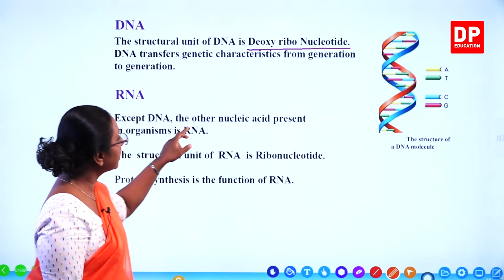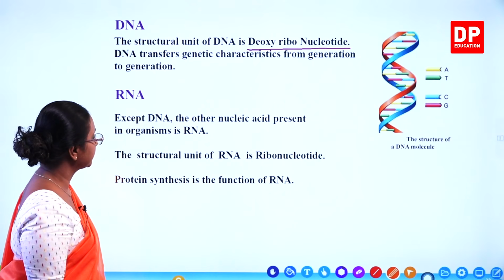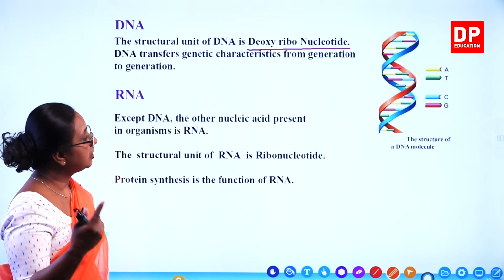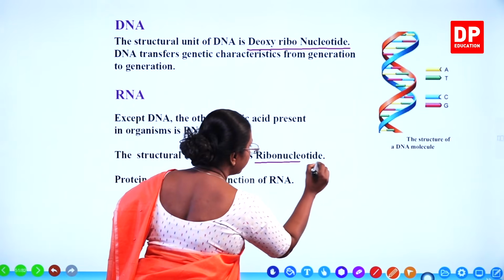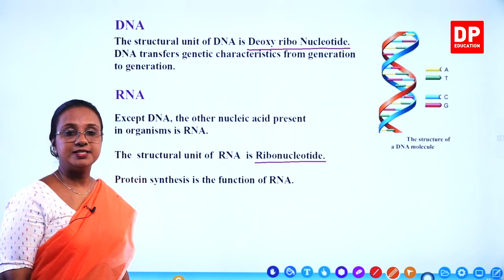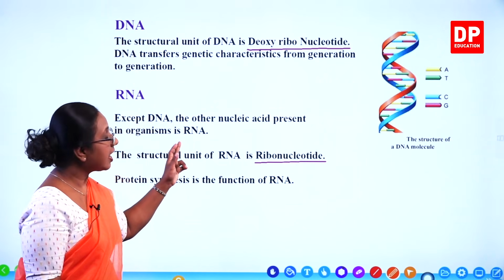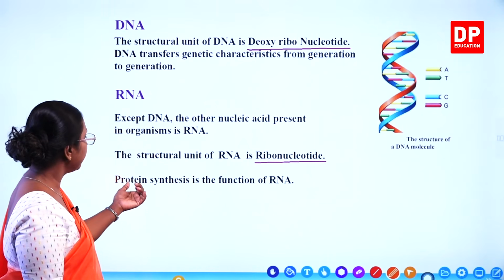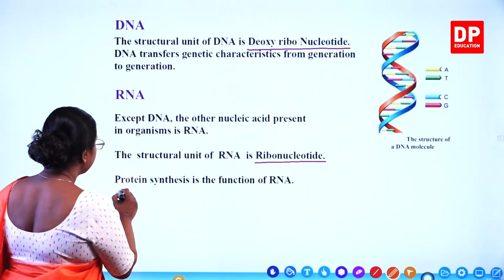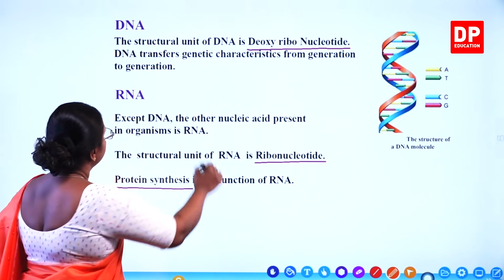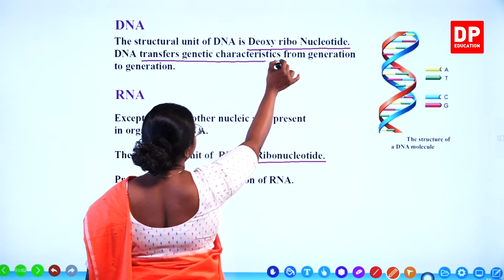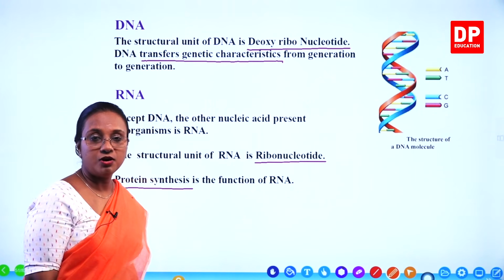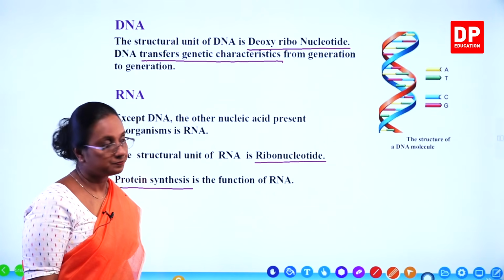Except DNA, the other nucleic acid present in organisms is RNA. Because there is ribose sugar, the nucleotide becomes a ribonucleotide, and when the ribonucleotides combine, RNA, ribonucleic acid, will be formed. Here, the function of an RNA molecule is protein synthesis. We saw DNA transfers genetic characteristics from generation to generation, and RNA is involved in protein synthesis.